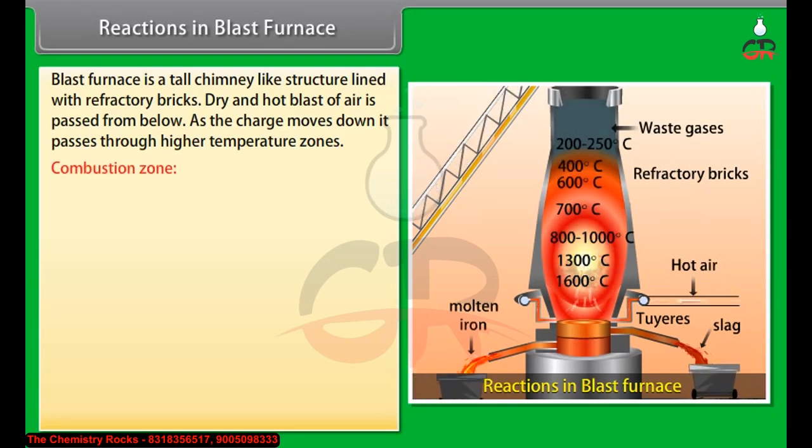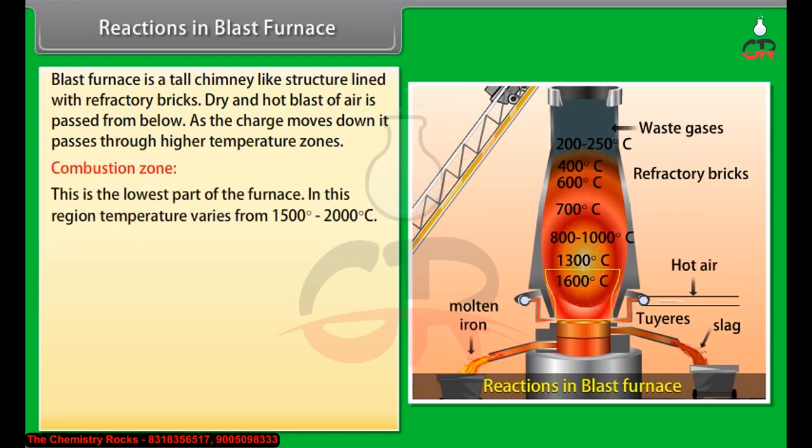Combustion zone. This is the lowest part of the furnace. Here, coke burns in hot blast of air. In this region, temperature varies from 1500 degrees to 2000 degrees Celsius. Carbon dioxide rises upwards and meets with red-hot coke.